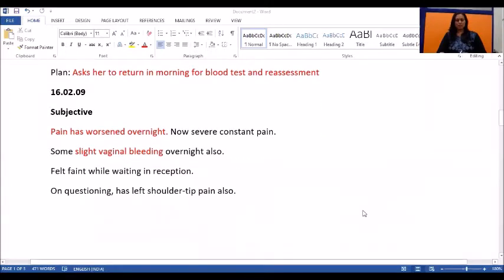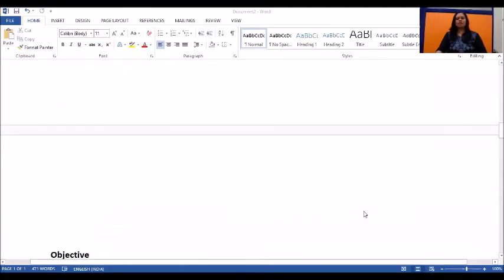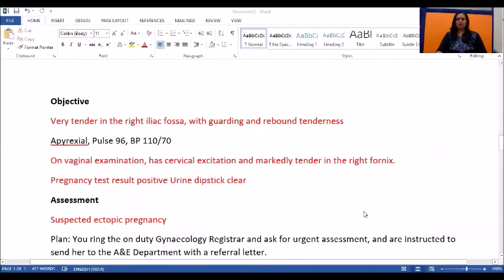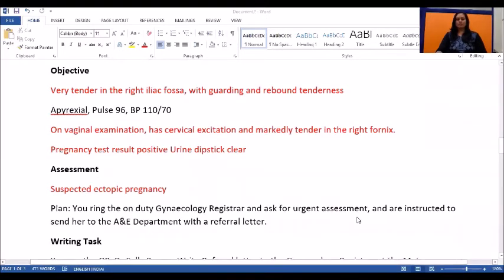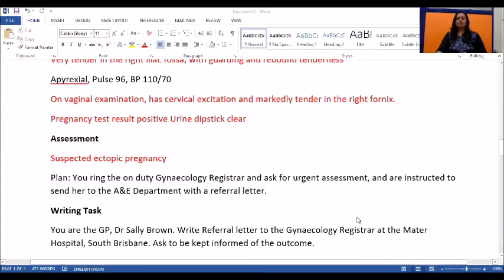On the second day, let's see what's happening on 16/2/09. The subjective symptoms are that the pain has worsened overnight. The patient has slight vaginal bleeding, and the objective findings are very tender in the right iliac fossa with guarding and rebound tenderness. On vaginal examination, there is cervical excitation and marked tenderness in the right fornix. Pregnancy test result is positive and urine dipstick is clear.